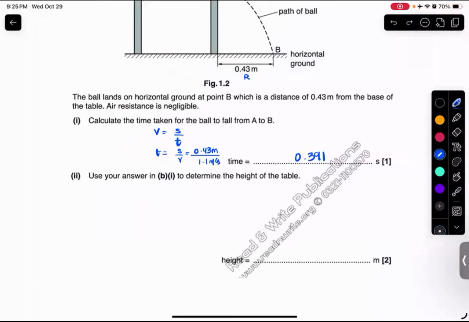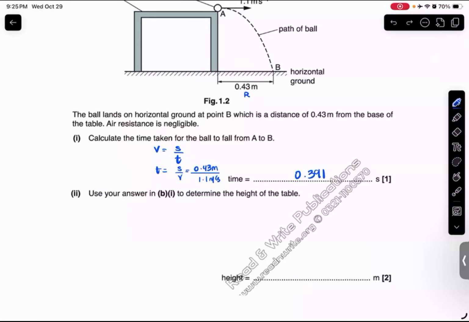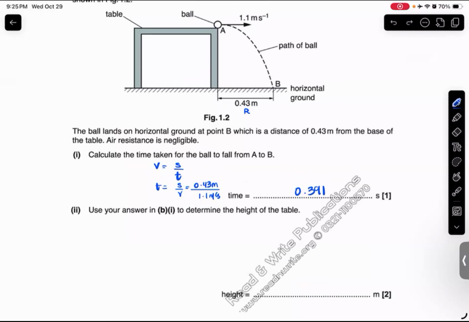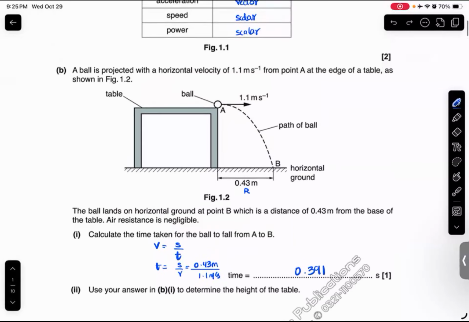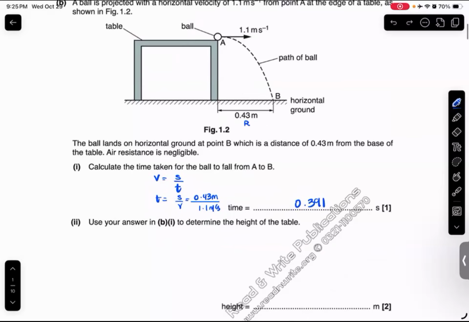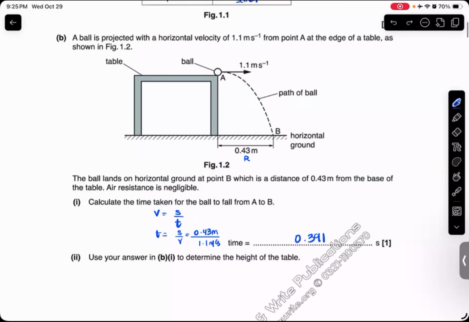Okay, I'm going to move on now. If you have a problem, you can stop me right there. If not, I'm just going to move on to the next question. It says use your answer in B1 to determine the height of the table. So that means it took 0.391 seconds. I'm just going to write that as 0.39 seconds to reach from here to here. The ball fell from the table and reached point B.